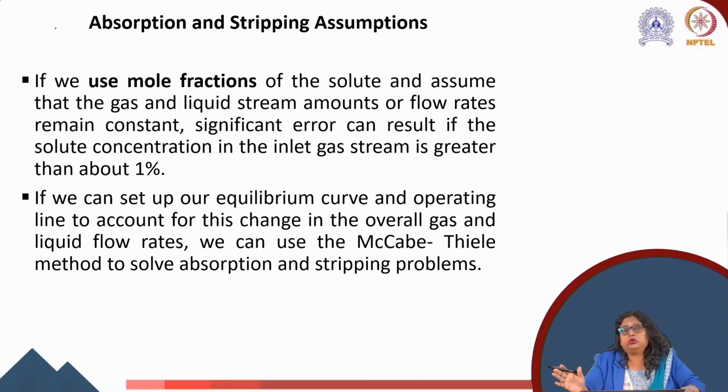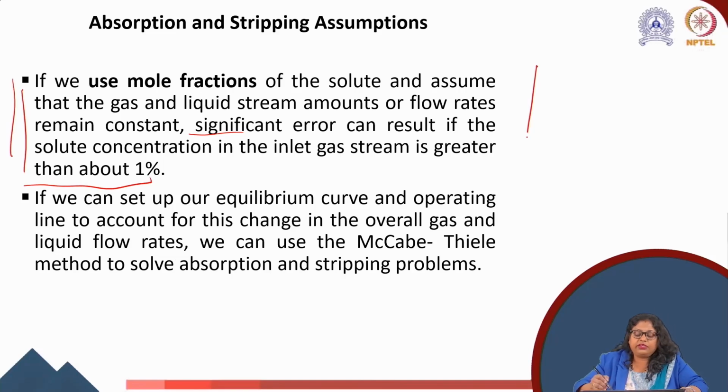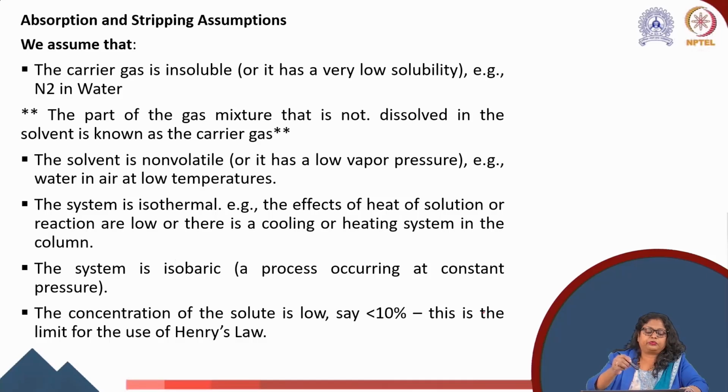So if we use mole fraction of solute and assume that the gas and liquid stream flow rates remain constant, significant error can result if the solute concentration in the inlet gas stream is greater than about 1%. So this is a very important point. Moving on, if we can set up our equilibrium curve and operating line to account for this change in overall gas and liquid flow rate, we can use the McCabe-Thiele method to solve the absorption and stripping problem.